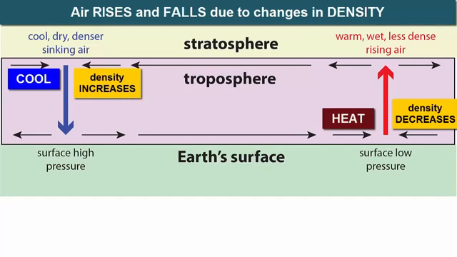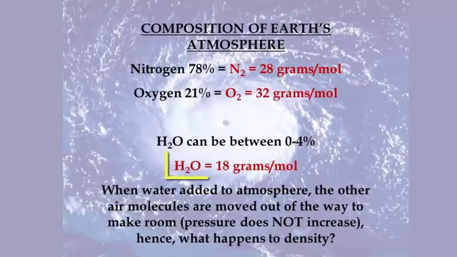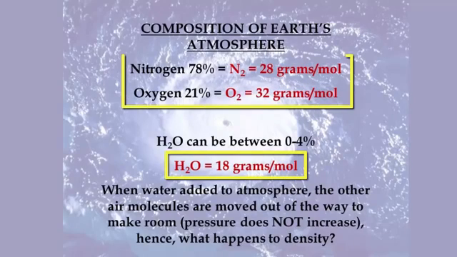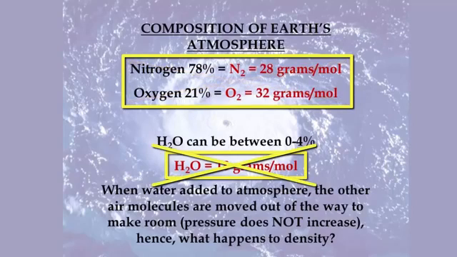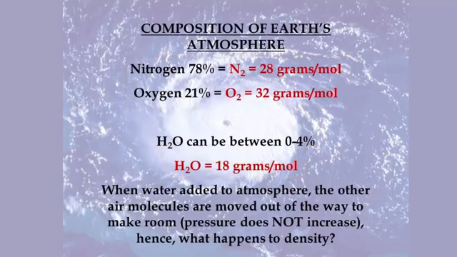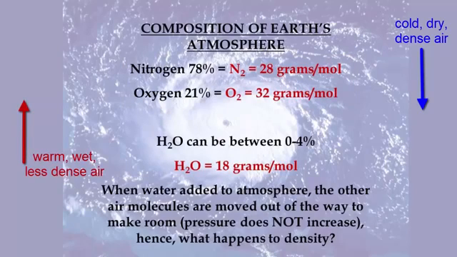How does water fit in? The water molecule at 18 grams per mole is less dense than the nitrogen and oxygen molecules. So as water evaporates and enters the air, it displaces a nitrogen or oxygen, kicks it out so to speak, and makes the overall air mass weigh less. Thus it's less dense. Remove the water and the nitrogen and oxygen return and the air becomes denser. So the densest air on the planet is cold and dry. The least dense is warm and wet.